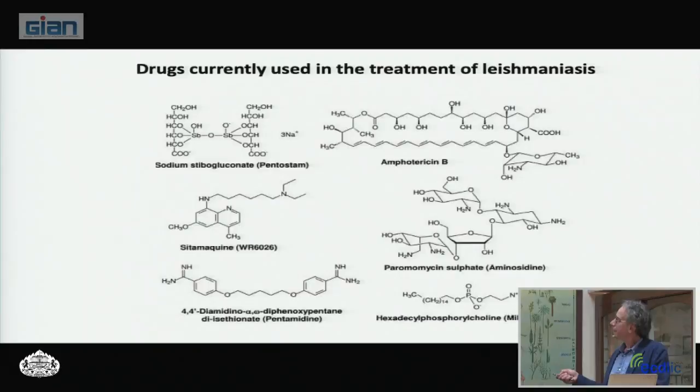Paromomycin is a very effective drug. It's an aminoglycoside, has very little toxicity, but the treatment, particularly for visceral disease, is very long-term. Miltefosine is an oral drug, the more recently developed drug for treating visceral disease. Its great advantage: it was initially developed for cancer and was screened for its anti-leishmanial effects in vitro, and was found to have powerful anti-leishmanial effects. I still don't think they understand how it works.